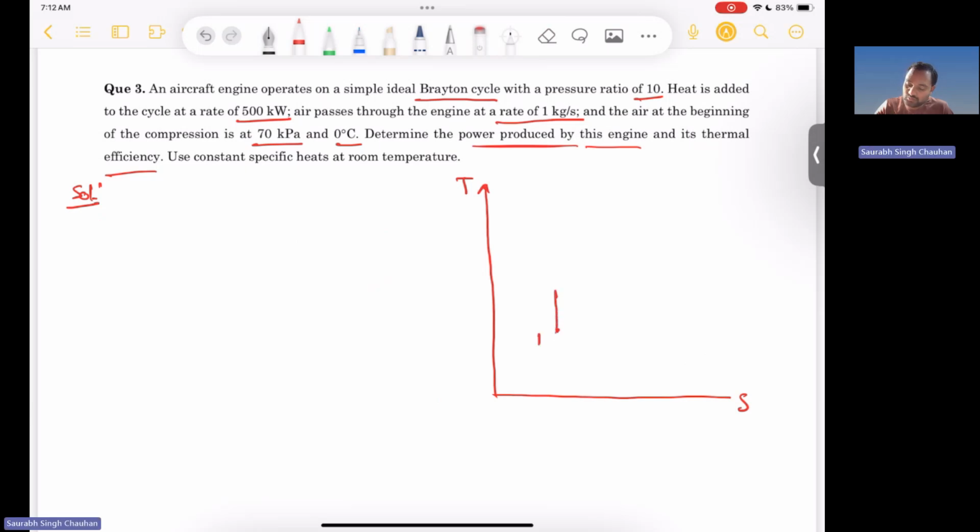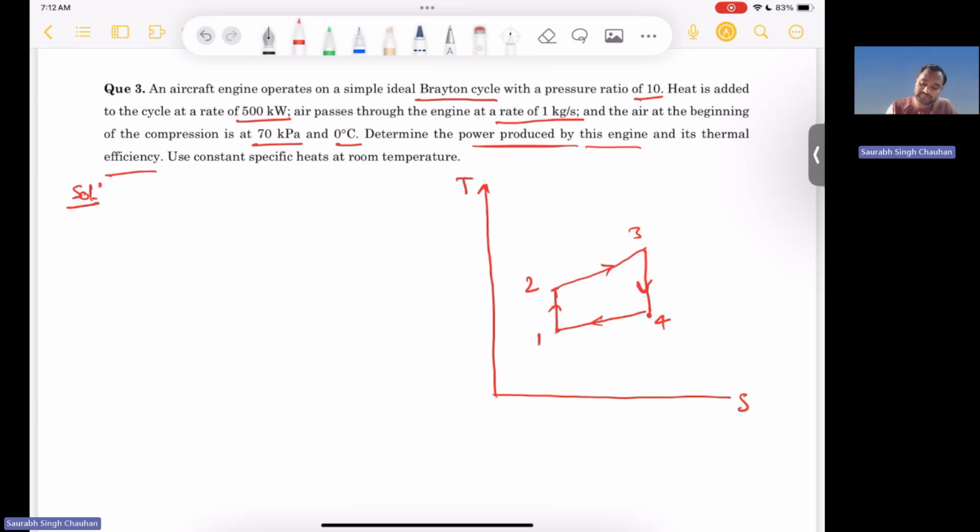From 1 to 2, you have compression. In ideal case, it will be isentropic compression. Then you have constant pressure heat addition. Then 3 to 4, we have turbine. In ideal case, this will be an isentropic process, isentropic turbine. Then you have heat rejection or exhaust.